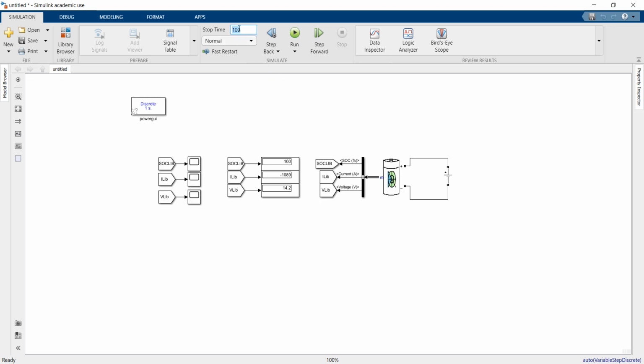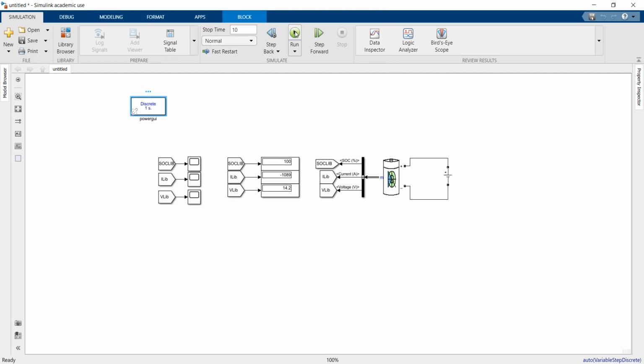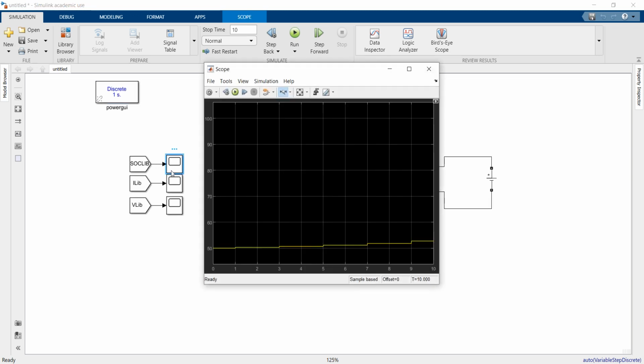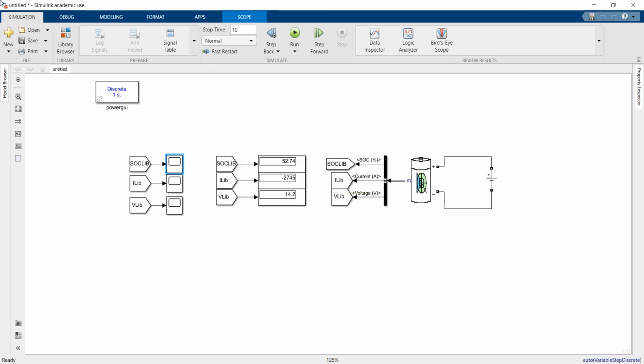Then let's simulate and see the behavior of them, and reduce the time to 10 seconds. Our power grid is set at 1 discrete and 1 second. Simulate and see. It shows that the battery was charged from 50% to 52 something, and the charging current is -2.745 ampere, and the voltage is at 12.2.